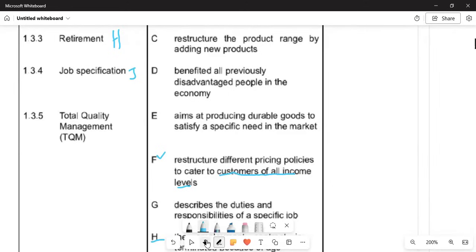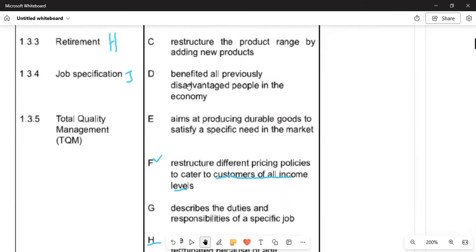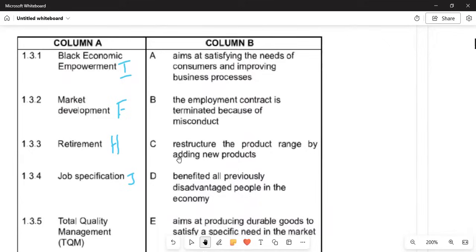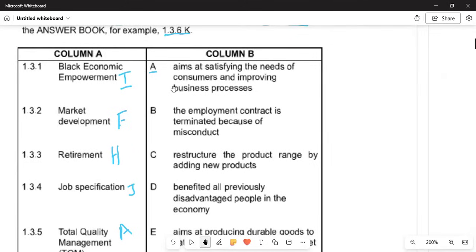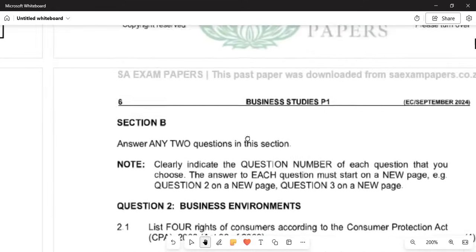Now we come to total quality management. Total quality management is about satisfying the needs of consumers and trying to improve the business. So that is why the correct answer is going to be A. So this is how we answer 1.3. Now we are going to move to section B. Without wasting much time, we are going to attend to section B.